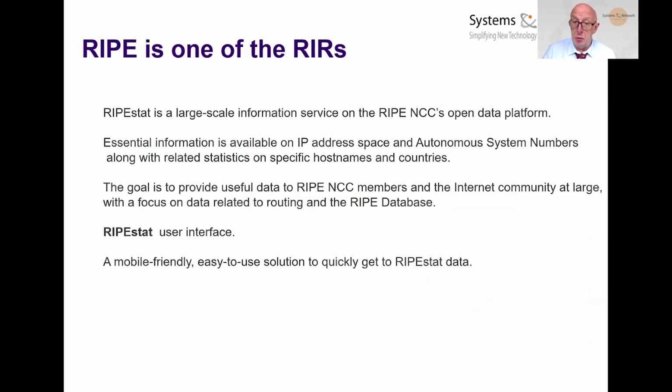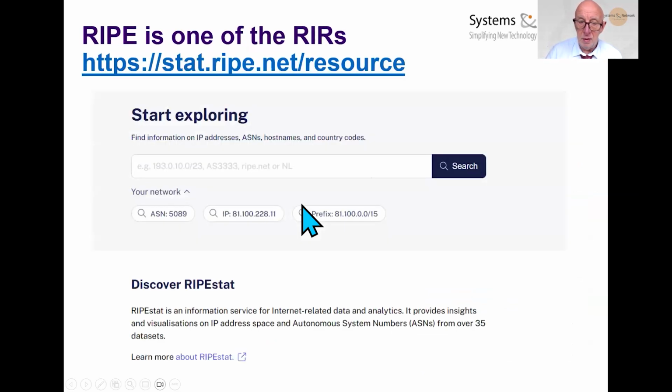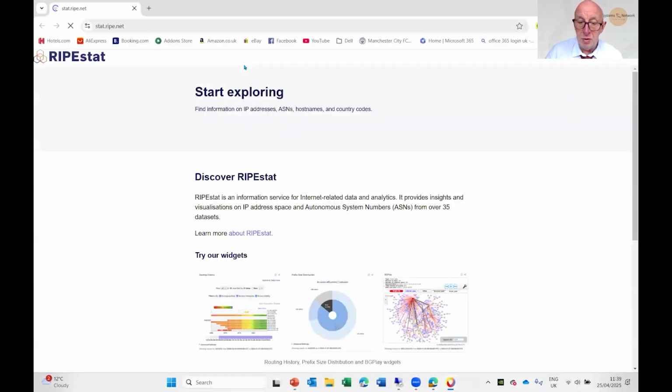RIPE, Réseau IP Européens. It is the one that looks after this part of the world. RIPE Stat is a large-scale information service on the RIPE Network Coordination Centre platform. It gives you a lot of essential information on the IP address space being used and the AS numbers, various stats. So we can see what's going on in here. We can just go into RIPE Stat, see what happens.